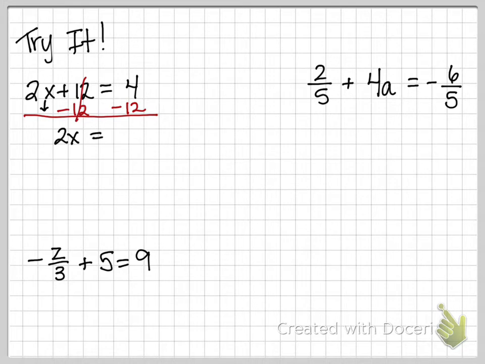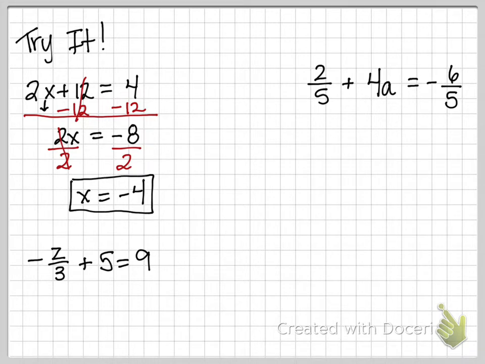2x equals negative 8. Now I am left with 2x, which means 2 times x. So I'll do the inverse of multiplication, which is division, on both sides, which gets rid of that coefficient 2. And I am left with x equals negative 4.